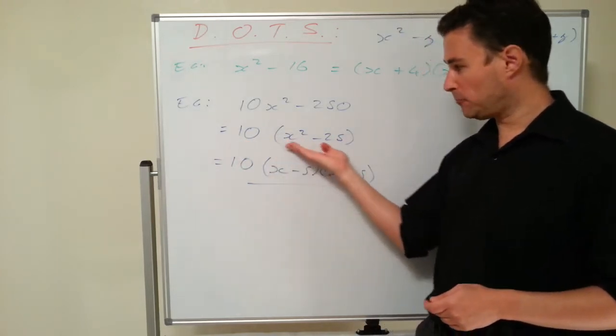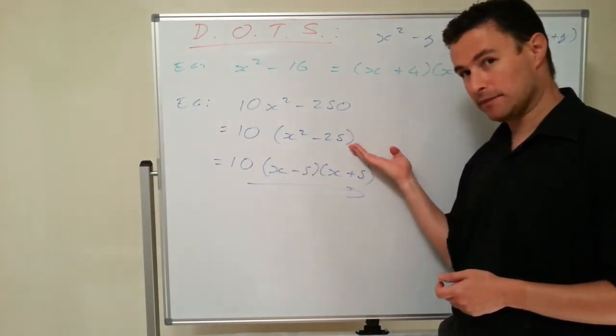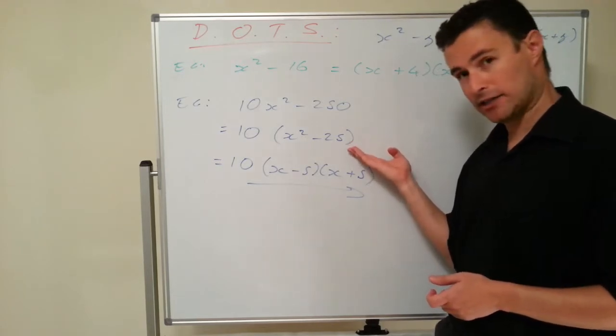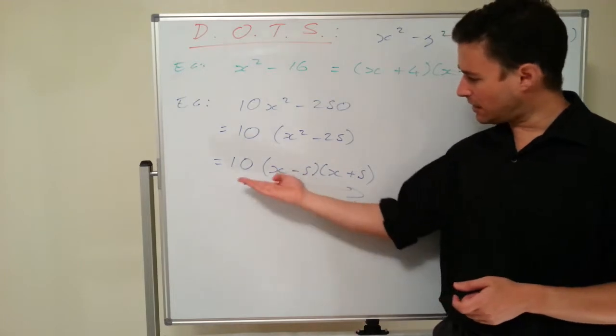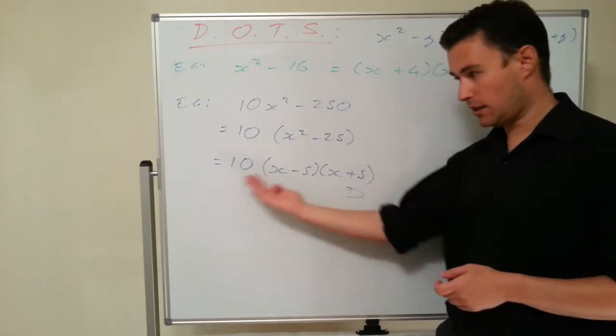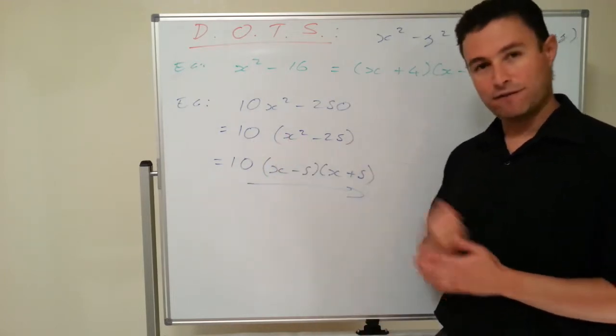By the way, I've seen people take out a common factor and leave it like this. This is not the end answer. They say factorize, all right? You cannot leave it like this. You've got to go until there's nothing else that can be factorized. Nothing else, okay? This is not sufficient.